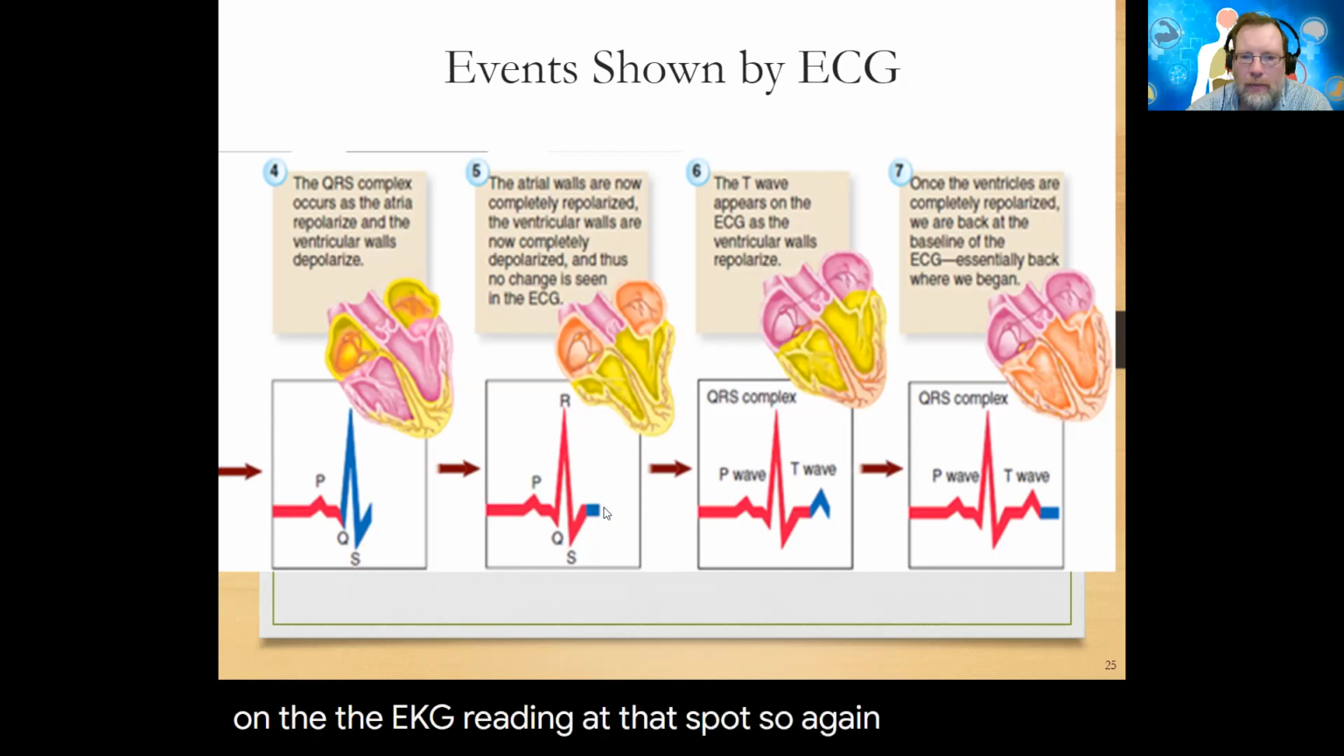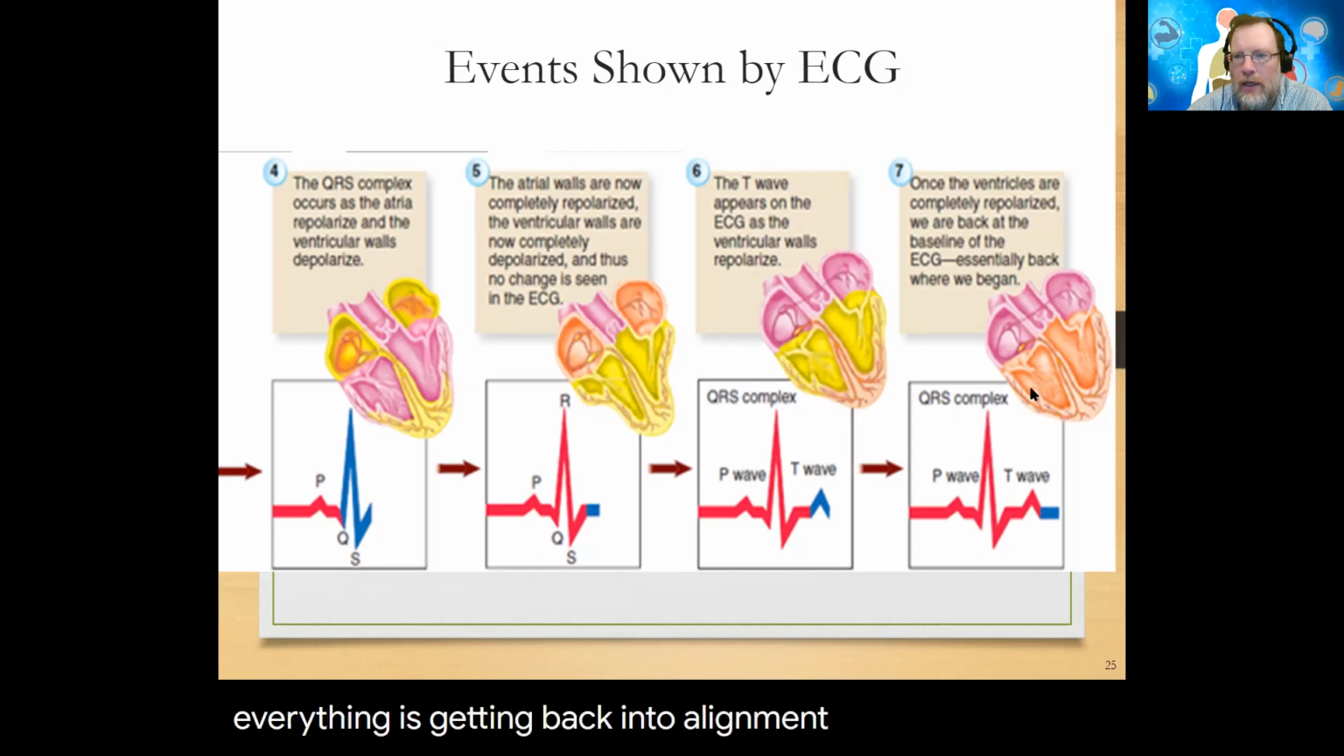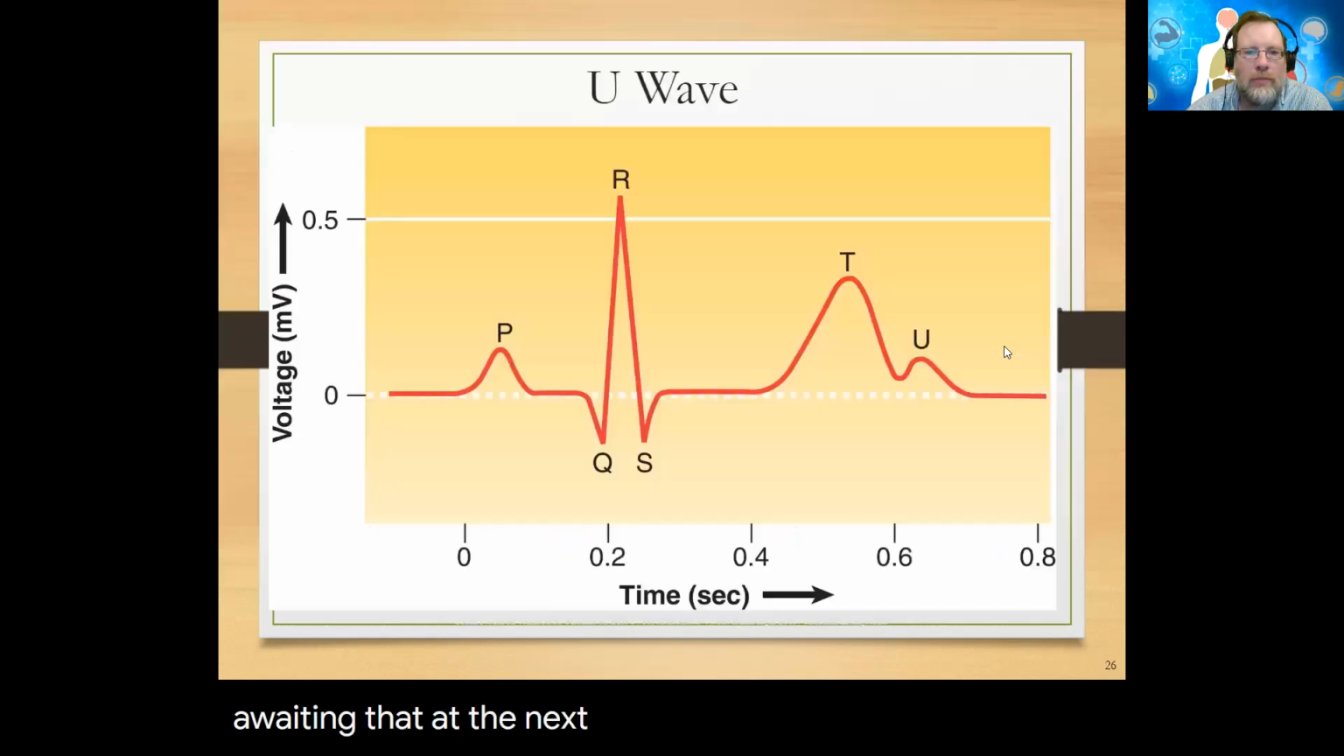So again, if we're lacking much of an ST interval here, that means these ventricles may not be contracting with very much strength. Okay, and then we need to repolarize everything so the T wave shows up as everything is getting back into alignment. And once we've completely hit repolarization, we can be back to baseline. And we're now back over here to being polarized and awaiting that next electrical impulse.